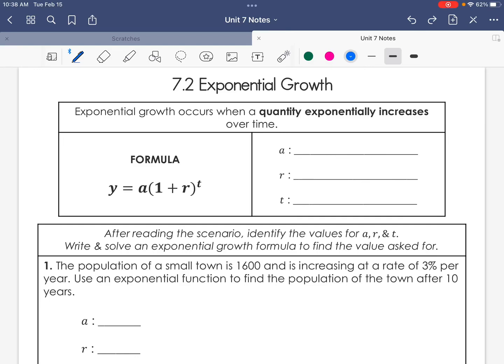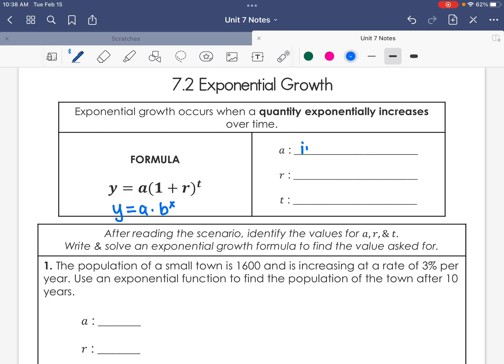This video is about exponential growth. Exponential growth occurs when a quantity exponentially increases over time. The formula for exponential growth is a take on the original exponential formula, which was y equals a times b to the x power. This time we have y equals a times 1 plus r to the t power. All of those letters mean something for the formula.